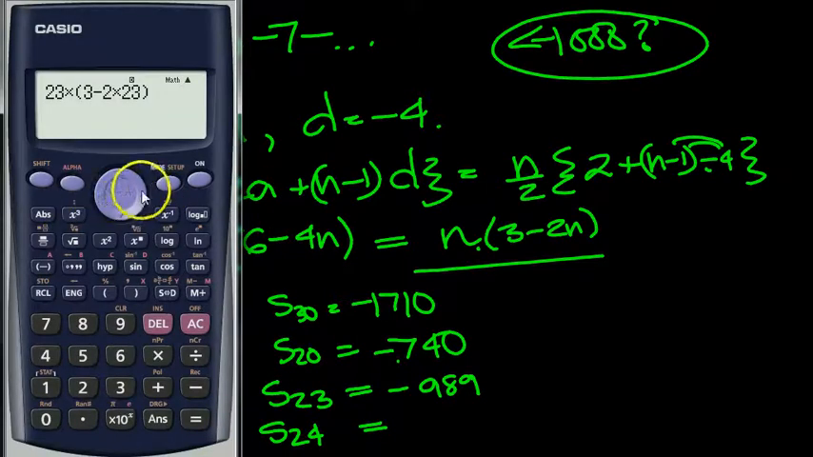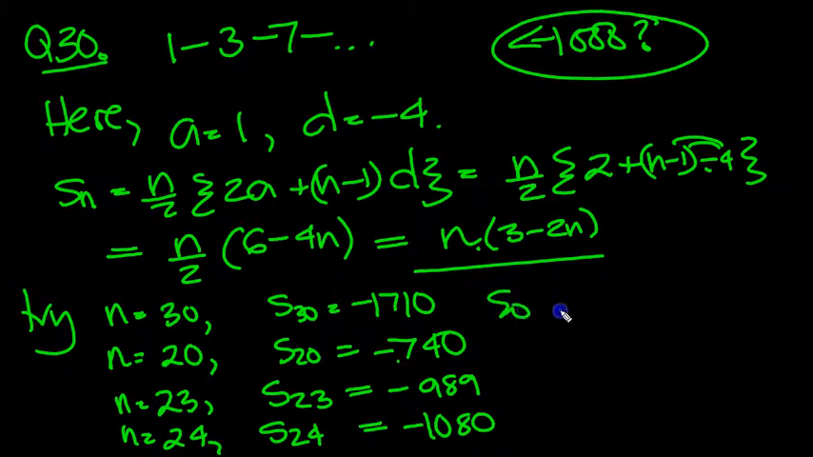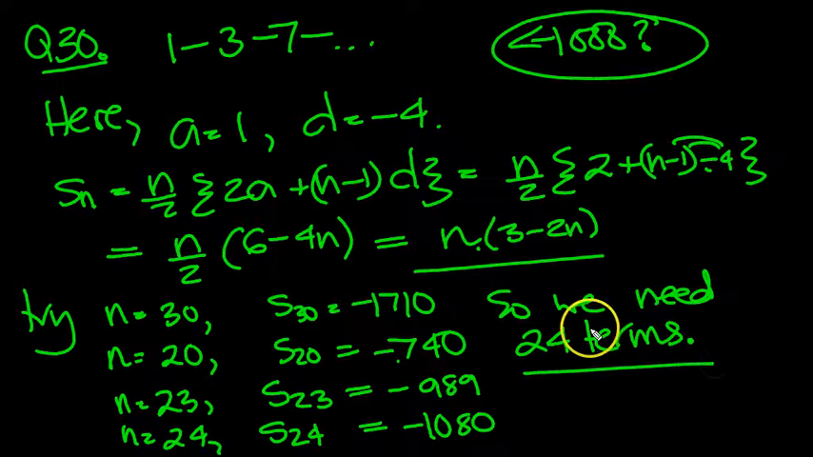So let's go back, and this one should be okay now, shouldn't it? So let's put 24 in there and in here, and I should get the answer. Minus 1080. There we go. So this was n equals 23, and lastly it was n equals 24. So for the sum to be less than minus 1000, we're going to need 24 terms. 24 terms in the sequence.